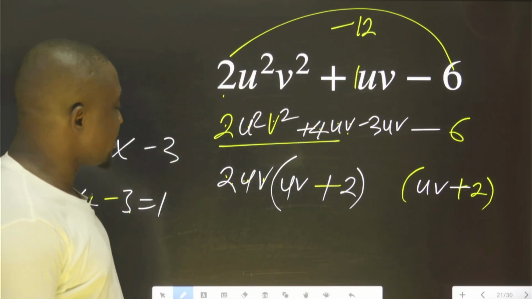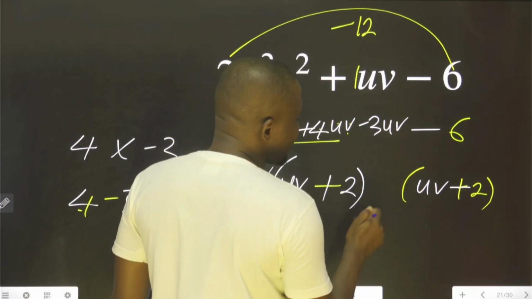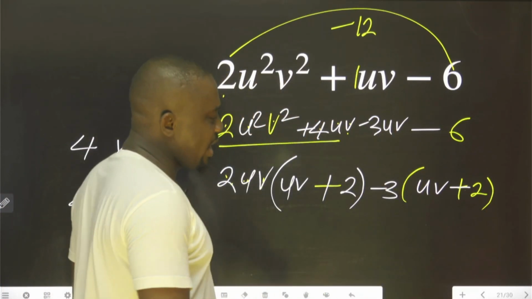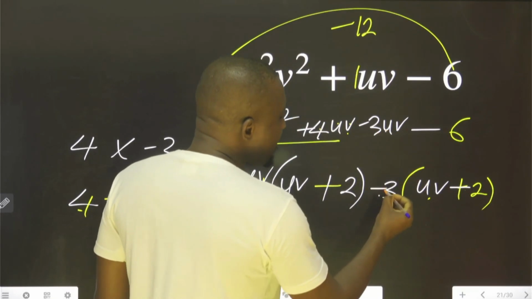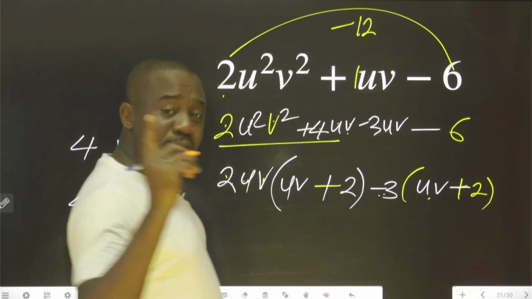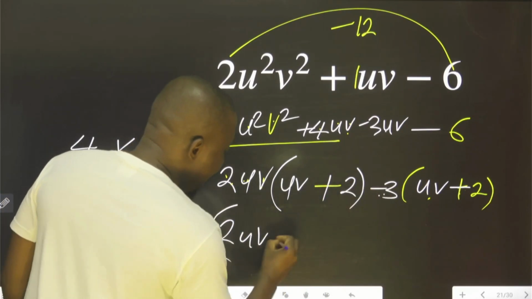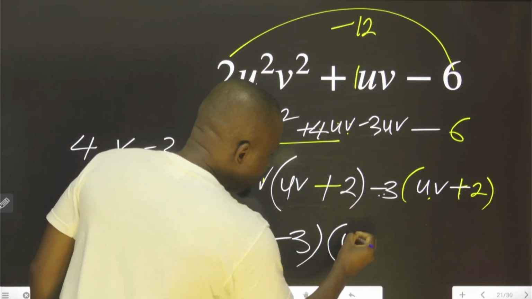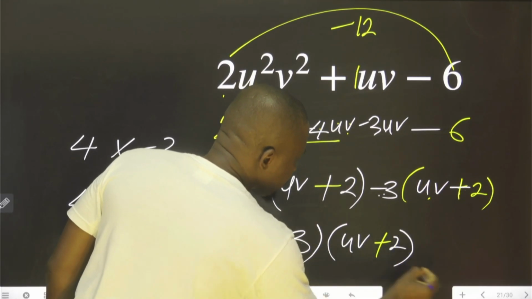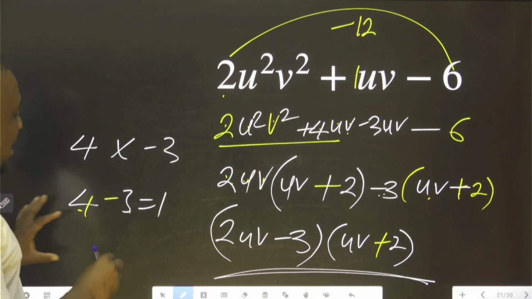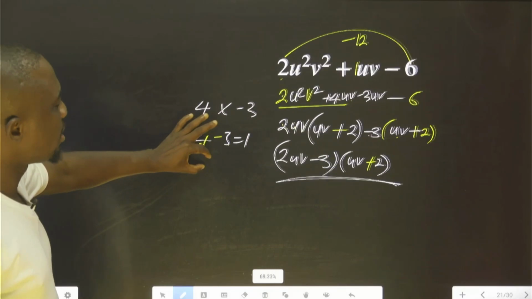Once you do this, what can we do to this to have this? Just minus 3 here. Minus 3 multiplied by this, we have this. Minus 3 multiplied by this, we still have this. It means we are correct. Therefore, 2UV minus 3 UV plus 2. This is the answer. If you want to expand, you can expand to check.